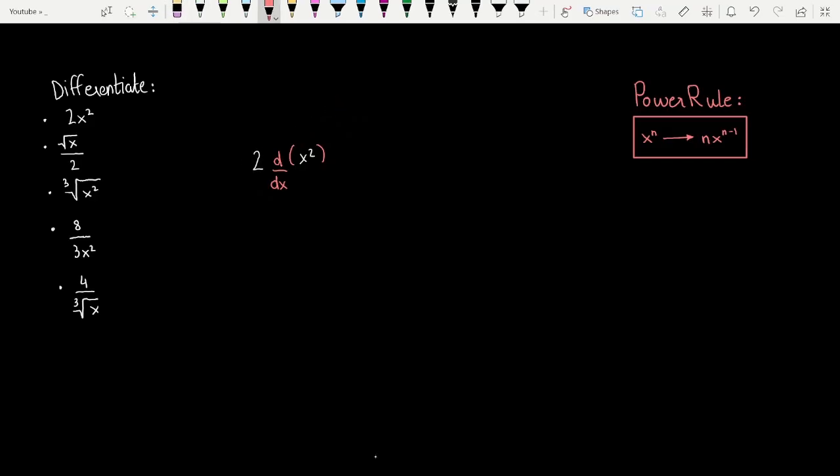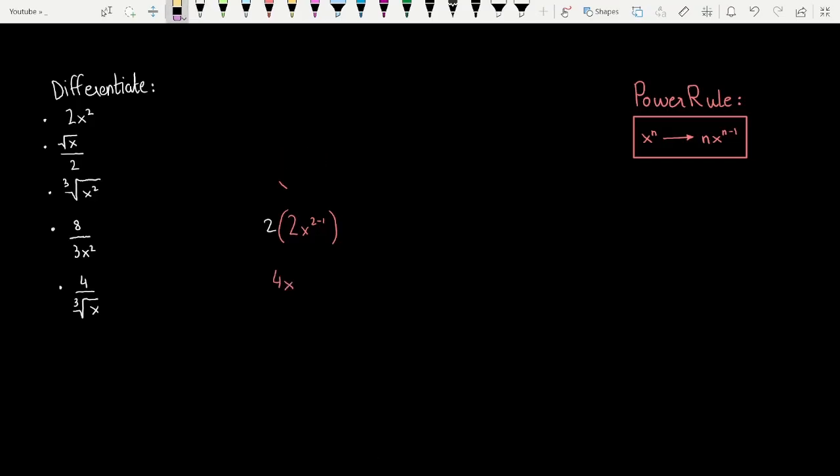So let's differentiate it. How do we differentiate x squared? Well, this is the power rule. Whenever you have x raised to any power, the power rule is what you use. And so I'm basically just going to get 2x to the power 2 minus 1, and then this is going to be multiplied with that 2. So what am I going to get? Well, my entire answer is just going to be 4x, right?